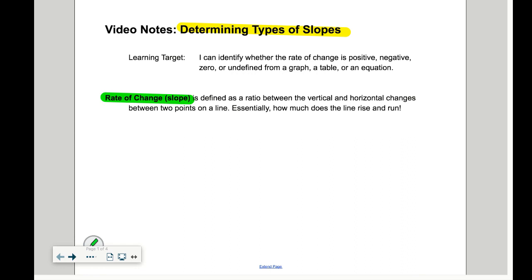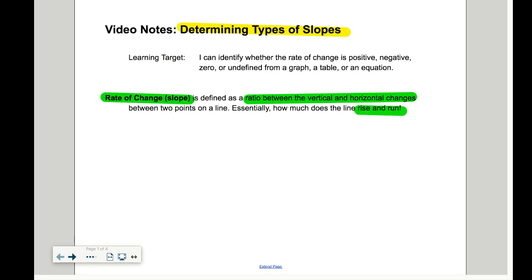Rate of change, which is also called slope, and you're going to hear us call it slope a lot, so you need to understand that they're the same thing, is defined as a ratio between the vertical and horizontal changes between 2 points on a line. Essentially, it's how much it rises and runs.